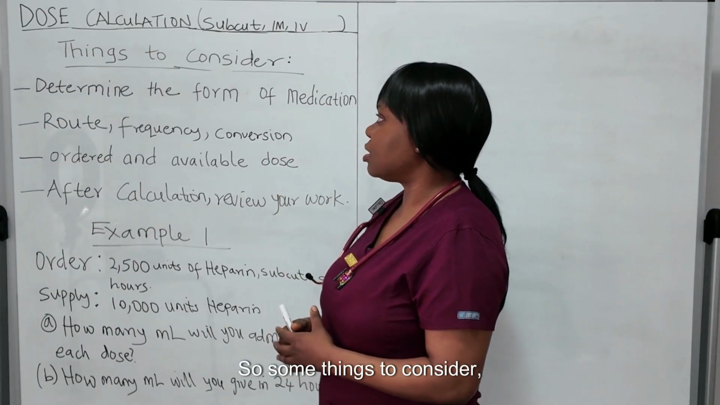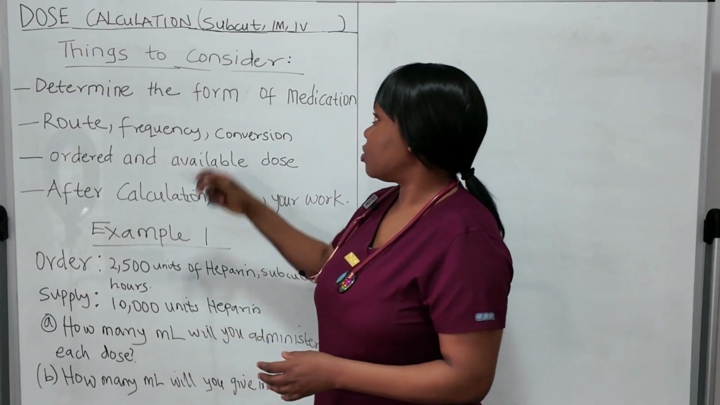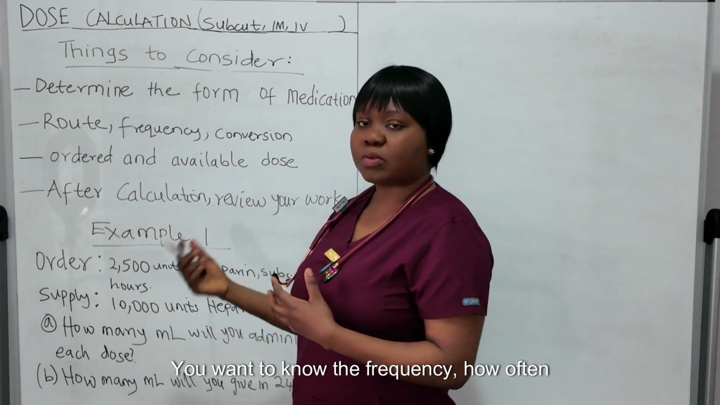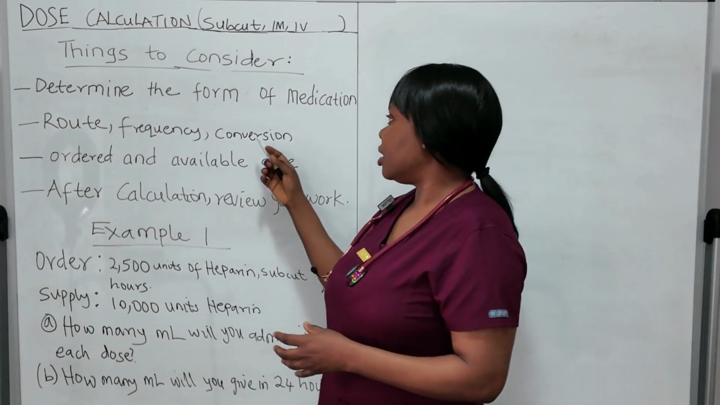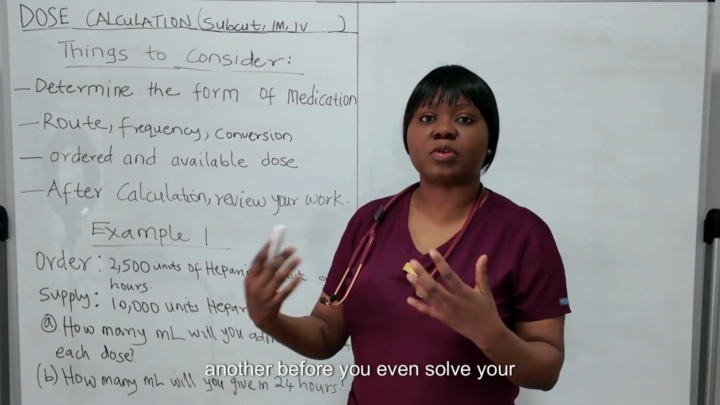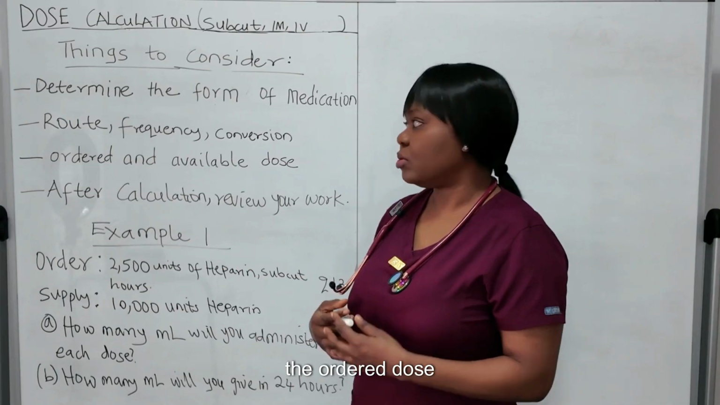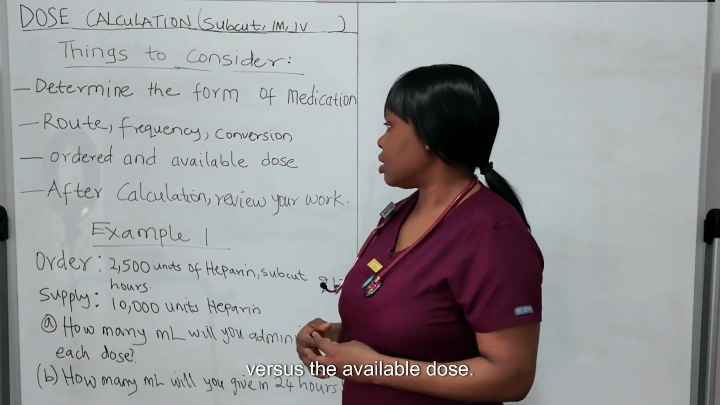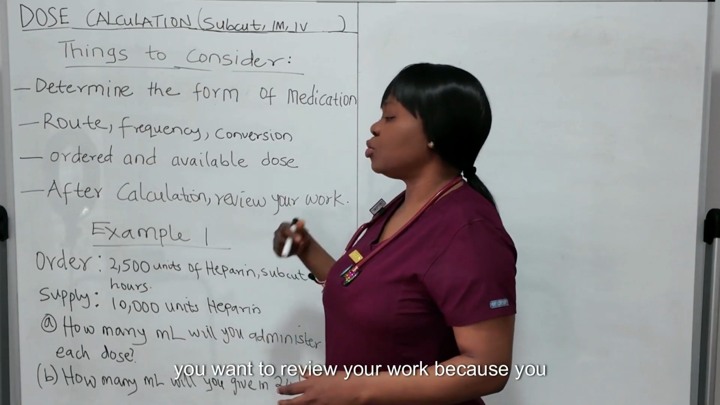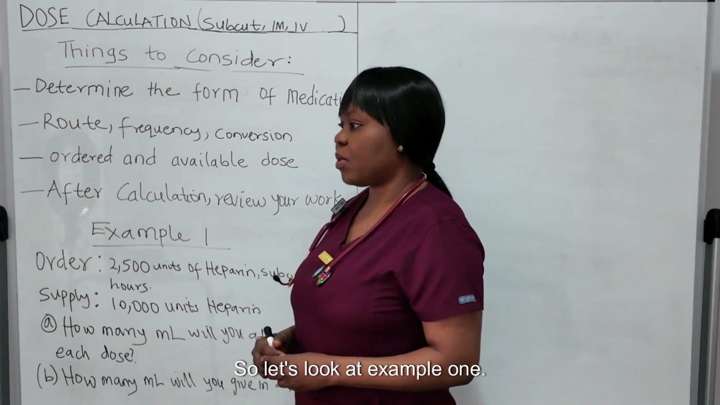So some things to consider: you want to determine the form of the medication, you want to determine the route. So for the route, is that subcutaneous, is it intramuscular, is it intravenous? You want to know the frequency, how often you should give the medication, the conversion. You want to determine if you need to convert from one unit to another before you even solve your question. And then you want to take note of the order dose versus the available dose. And most importantly, after you are done with your calculation, you want to review your work because you could make mistakes without knowing. So let's look at example 1.